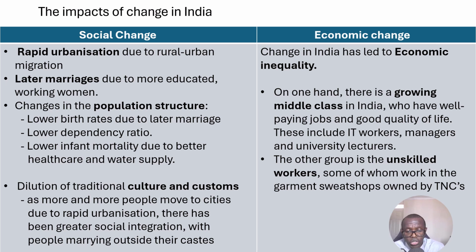The last social change that we'll discuss here is the dilution of the traditional culture and customs of people in India. Now, as more and more people move to towns and cities due to rapid urbanization, there has been more social integration. As we discussed earlier, India's population is divided into social classes. But as people move into urban areas, people marry outside their social classes, and this obviously changes the way the culture and customs of India are structured.